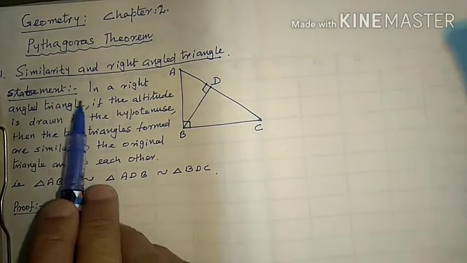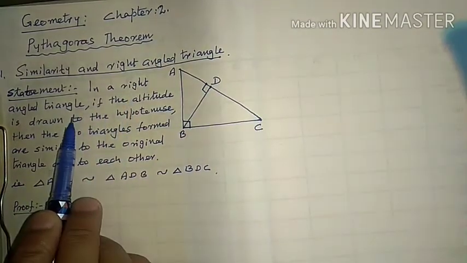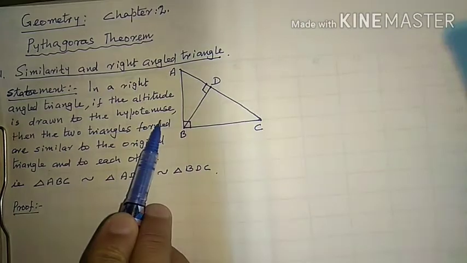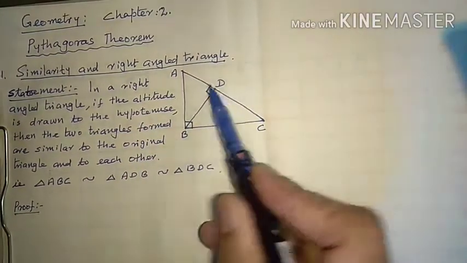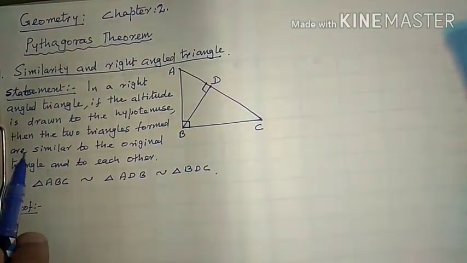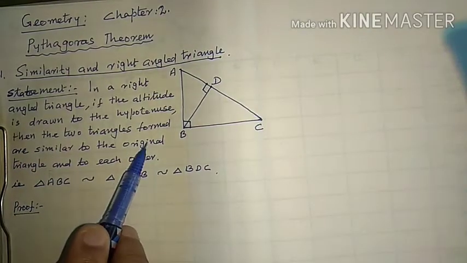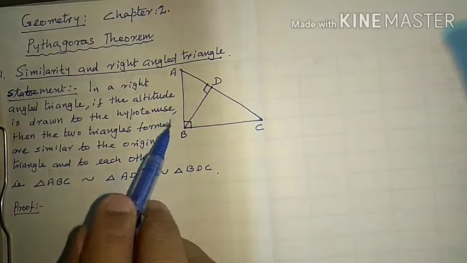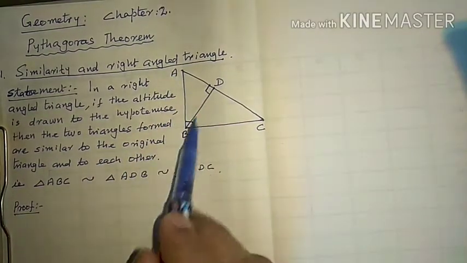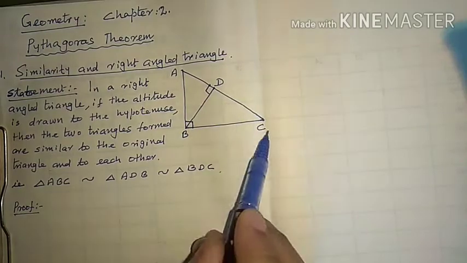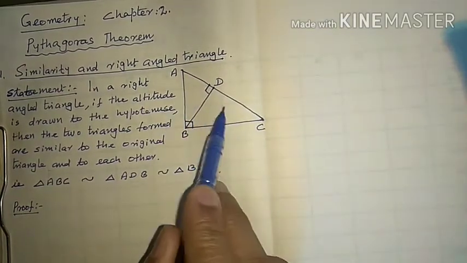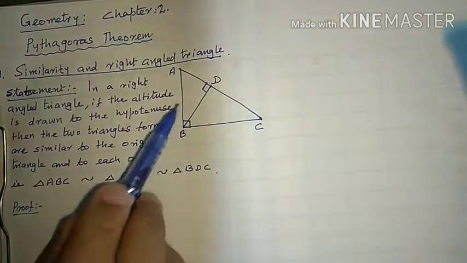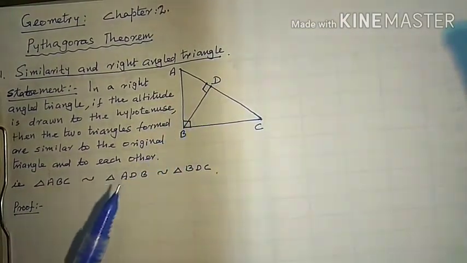What is the statement? In a right-angled triangle, if the altitude is drawn to the hypotenuse, then the two triangles formed are similar to the original triangle. The two triangles formed are triangle ADB and triangle BDC. These two triangles are similar to the original triangle ABC, and also these two formed ones are similar to each other.